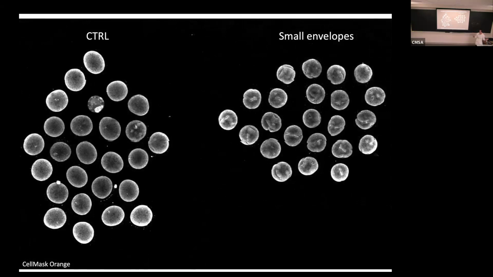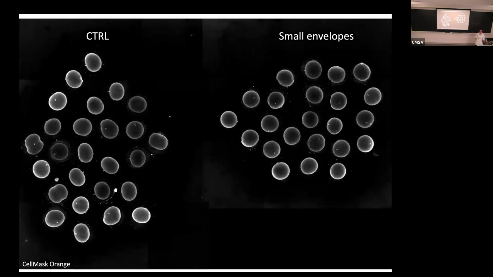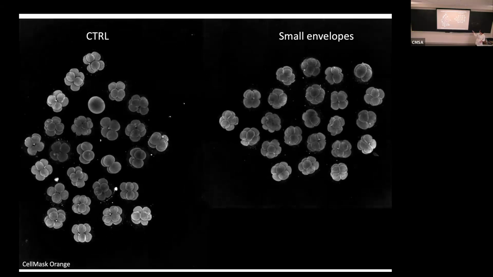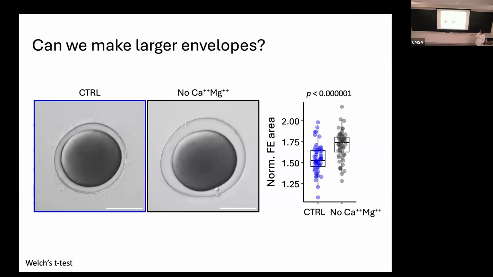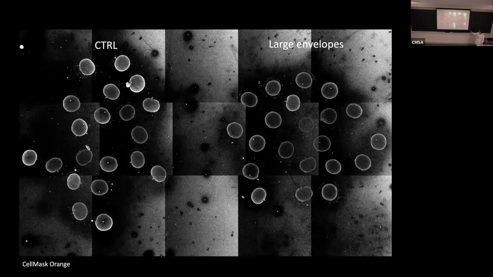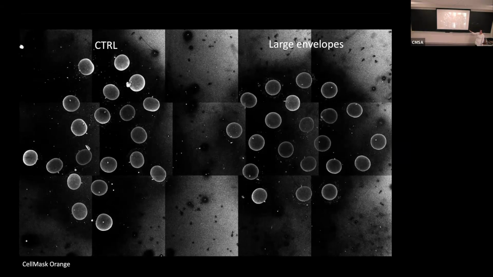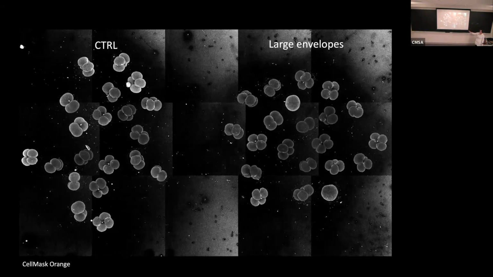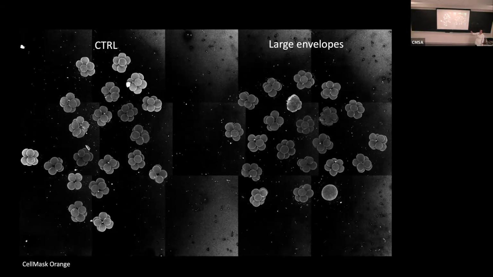It's transient, and then the embryos are fine, and we put them back in regular water. And if we remove calcium and magnesium from the seawater for these 2 minutes of fertilization, we get large envelopes, which is kind of cool. And so we can do the same experiment. Yes, it's 10 minutes.